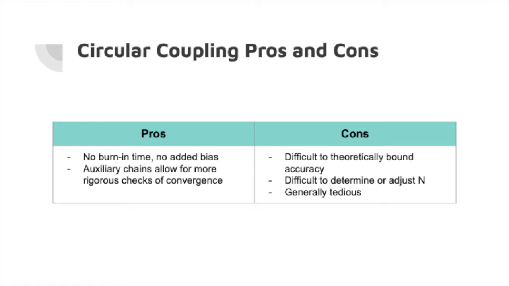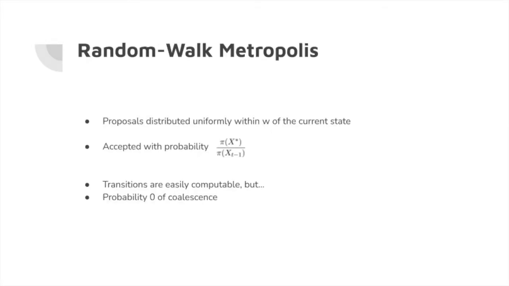Between the potential error of Y's distribution and the computationally expensive diagnostic like auxiliary chains, there may not be a huge edge over just running your standard MCMC method with a burn-in time. So now that we've talked about circular coupling and its pros and cons, we of course will want to implement that. So we might imagine starting with something really simple as the Markov chain transition that we'll be using. So for instance, random walk Metropolis.